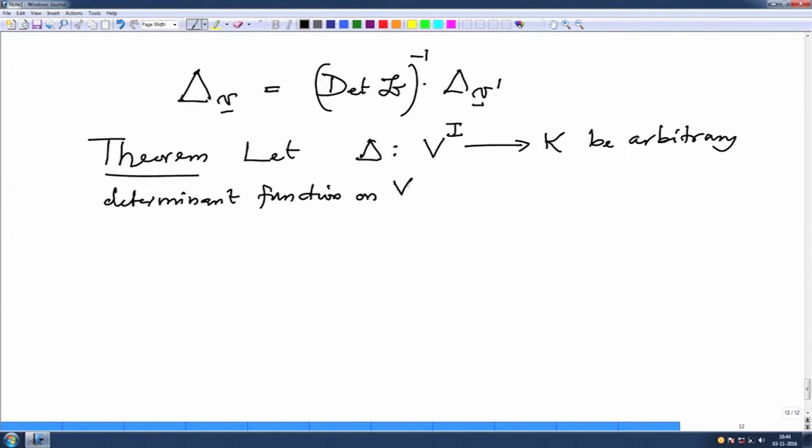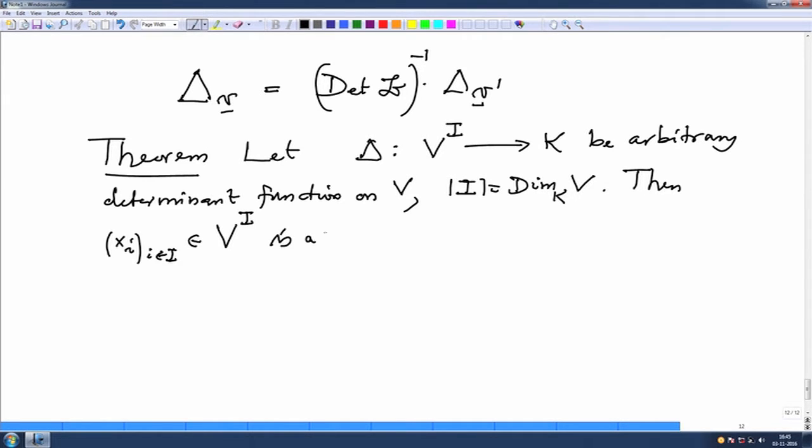On V, that simply means the cardinality of I is equal to the dimension of V, and delta is alternating multilinear. Then an arbitrary tuple xi in V to the power I is a K-basis of V if and only if delta evaluated at the tuple xi is non-zero.